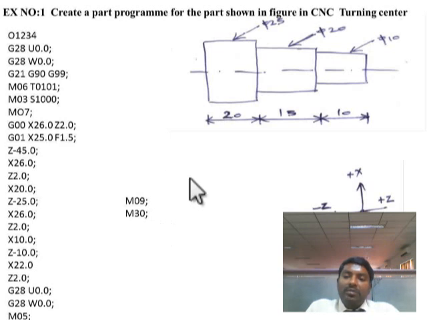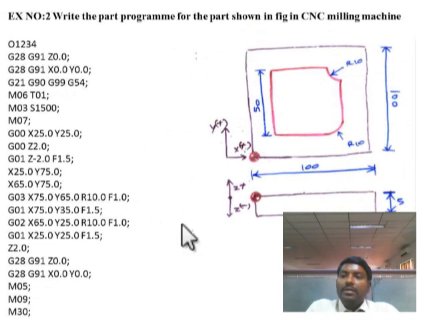Next we will see one simple program for a CNC milling machine. This is the finished profile. You are given a rectangular block, and on the rectangular block we have to do the end milling operation like this. We have to create a slot like this. This is the operation that we are given, so for creating a slot like this, we are going to create a part program.